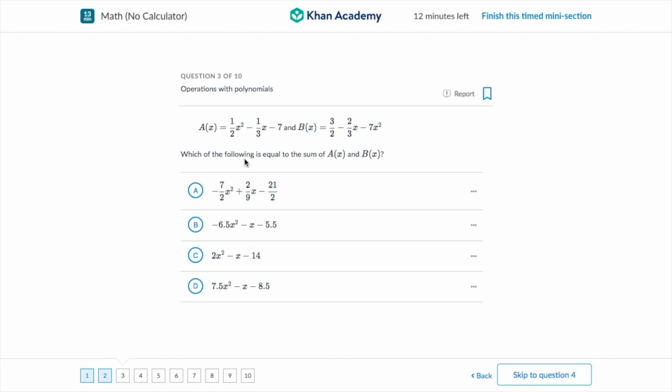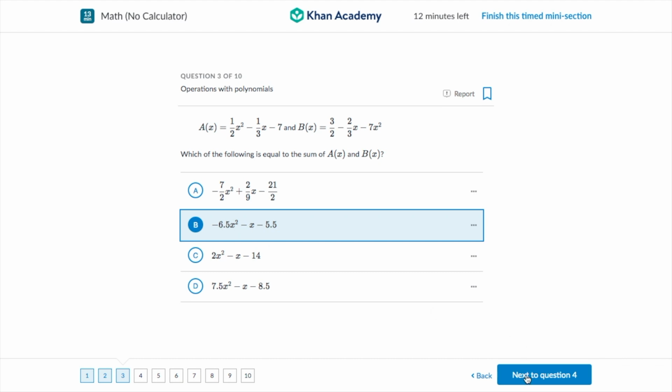Next, which of the following is equal to the sum of a of x and b of x? Let's look at this over here. Let's try to simplify a little. So we have negative 7x squared, and this is in 1 over 2. So let's make this negative 14 over 2x squared. And if we add that, we have 13 over 2x squared. And we can simply stop right there, because we can see here, this is the only option with negative 13 over 2x squared as an answer.